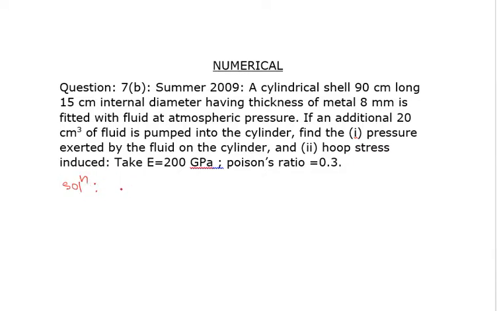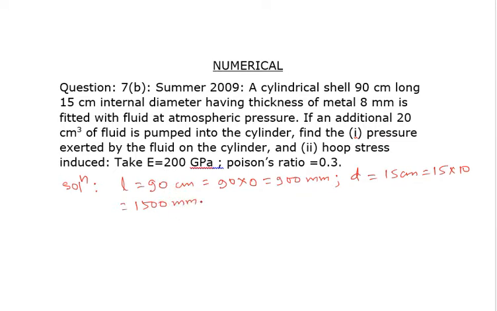A cylindrical shell 90 centimeter long. So L is given, that is 90 centimeter. So 90 into 10 is equal to 900 mm. Correct? And 15 centimeter internal diameter. Diameter is given, that is 15 centimeter. So 15 into 10 is equal to 150 mm. Correct?